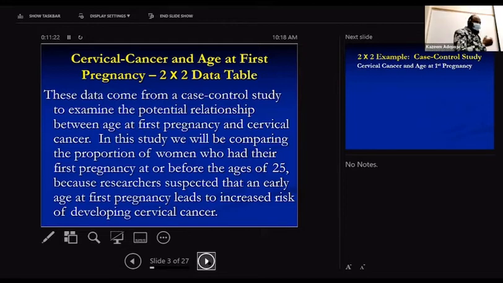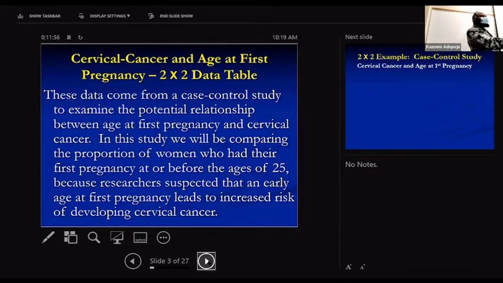I want to use an example today from medicine. This has to do with cervical cancer and the age at first pregnancy. The data actually come from a case control study where we want to examine the potential relationship between the age of first pregnancy and cervical cancer. What is the role played by early pregnancy on the risk of getting cervical cancer?